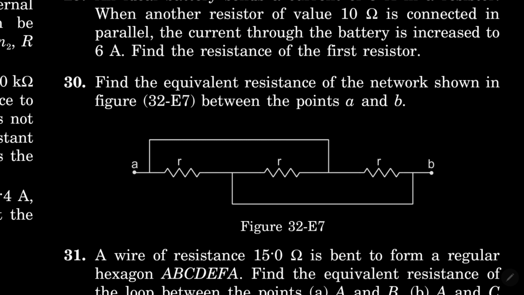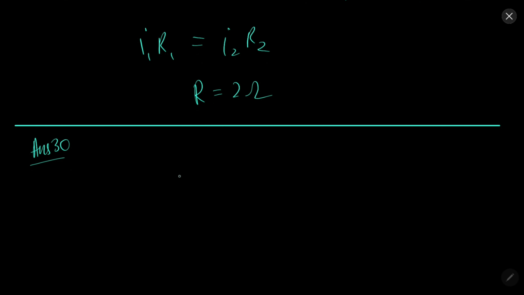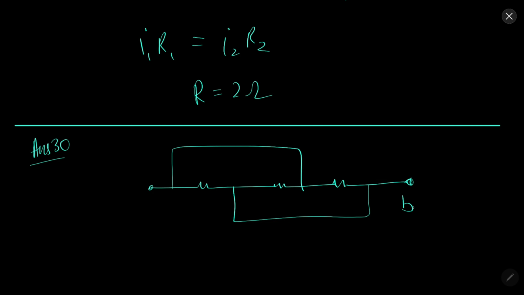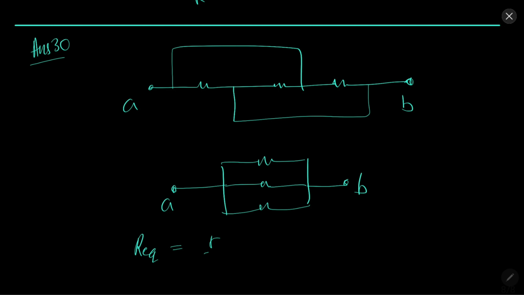In question 30, we need to find the equivalent resistance of the network shown. Solution 30. So this will look something like this after we simplify. Let this be B and let this be A. So when we simplify this, we will find that all of them are simply in parallel to each other. So simply the equivalent resistance will come out to be R by 3.